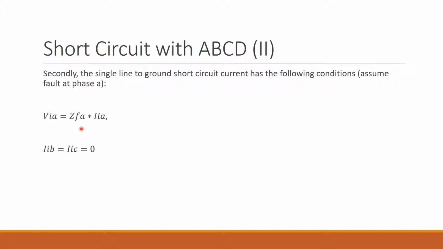So by having these values, calculating the actual current is pretty straightforward. And once again, the single line to ground short circuit current is another really easy to calculate current, which is why it's pretty brief by itself.